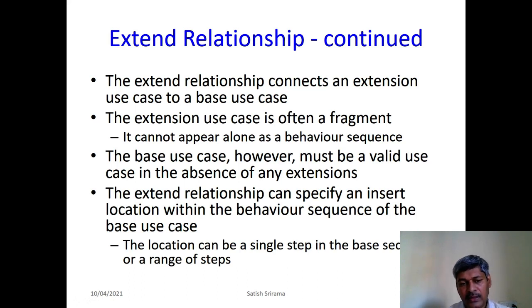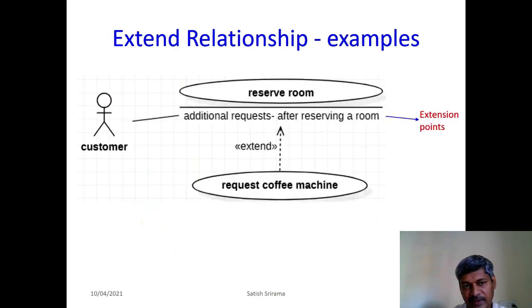The extend relationship can specify an insert location within the behavior sequence of the base use case. So you can specify when the extension use case should appear. Usually that location can be a single step in the original base use case behavior sequence, or a range of steps. I will give you an example, then you will understand it. These are called extension points.